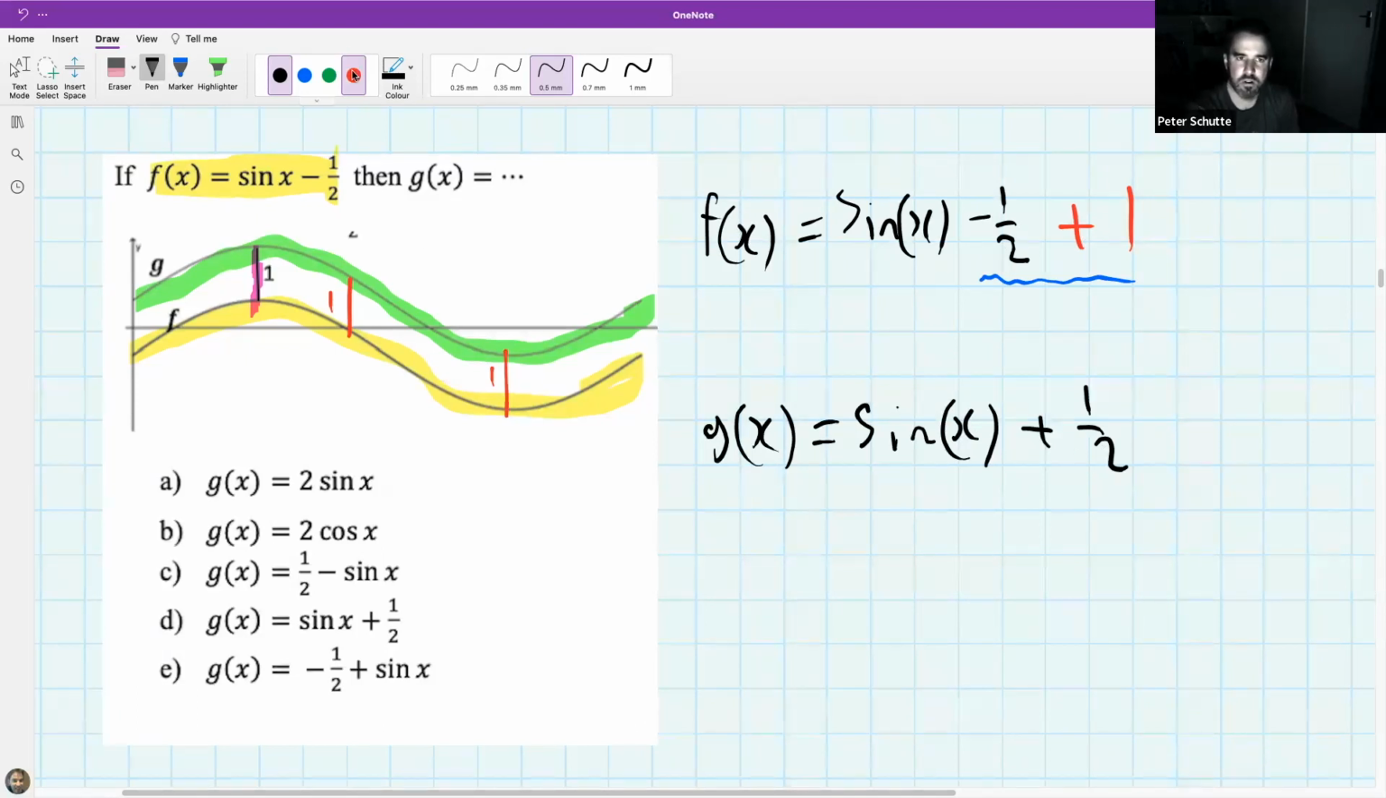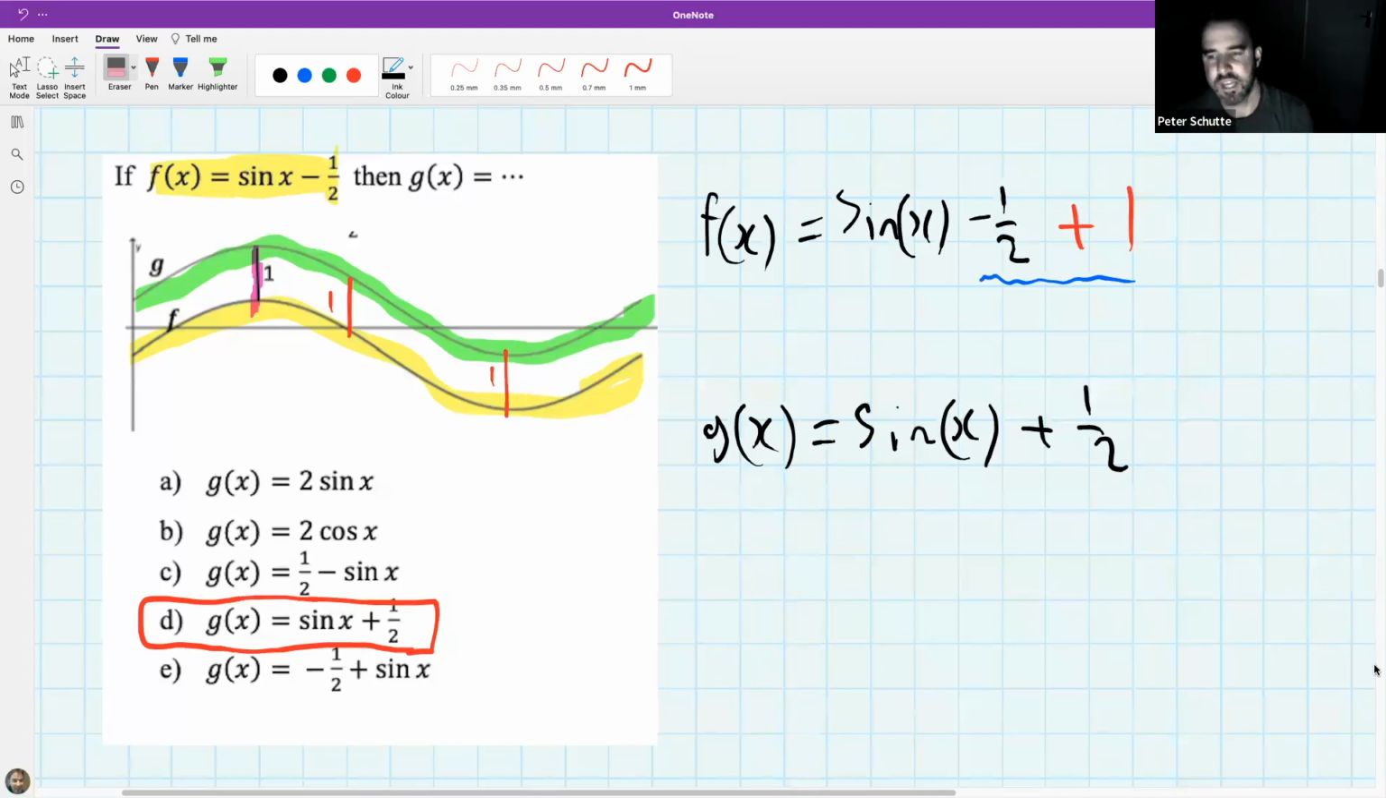Now, is there a G that matches that? It looks to me like it would be D over here. Take a moment and think about if you followed my explanation. So to get to G from F, I had to add 1. See if you agree. If you do agree with my answer of D, give me a thumbs up. If I've lost you in that explanation, give me a thumbs down.